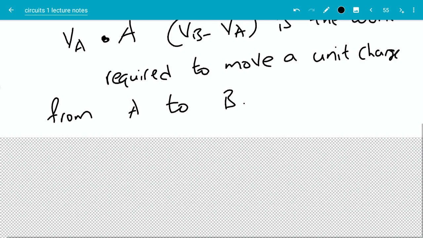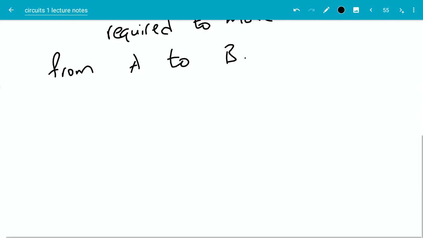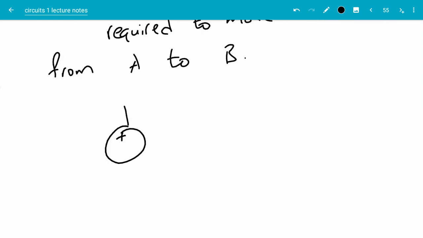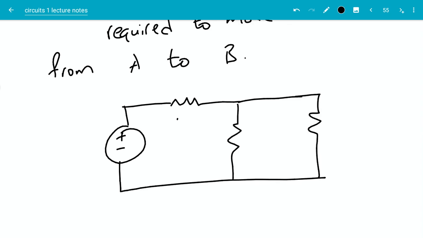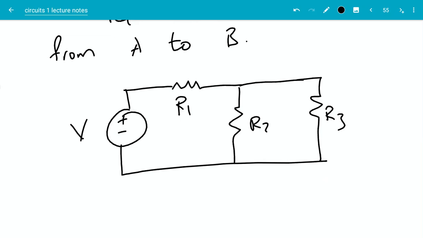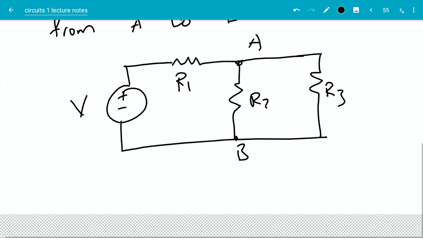Now A and B can be any 2 points in a circuit. So let's take a simple circuit. Say there's a voltage source, a resistor over there, another resistor here, maybe another resistor here. So R1, R2 and R3, and this is V. Now at any 2 points, let's say this is A and this is B, there is a potential difference between A and B.